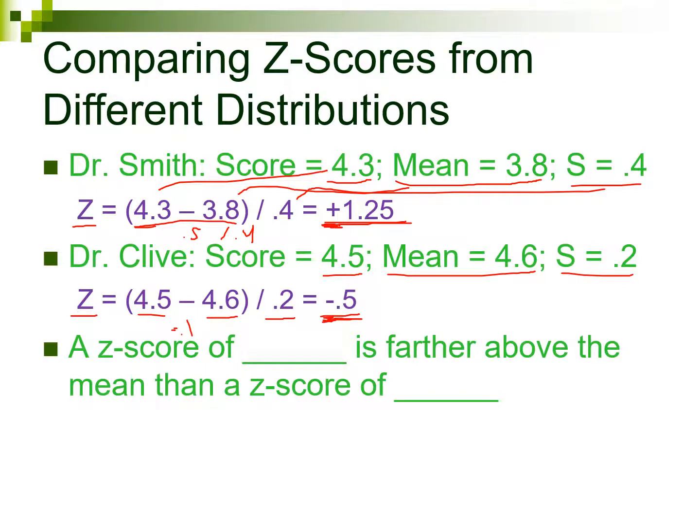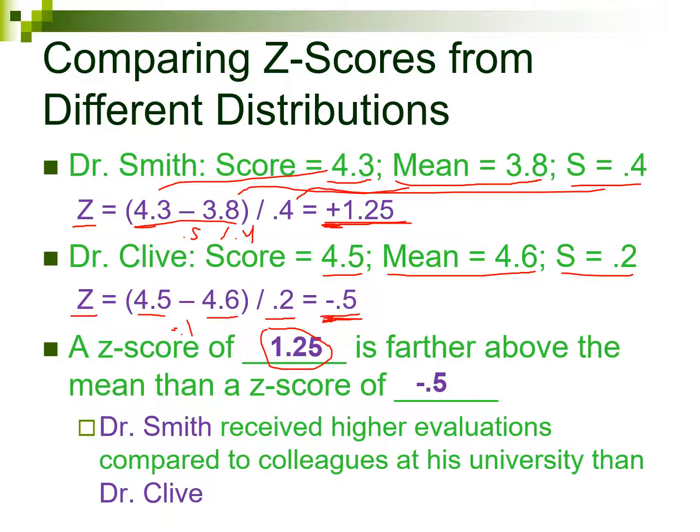So the z-score of 1.25 is going to be farther above the mean of its distribution than the z-score of negative 0.5, and so this z-score of 1.25 is going to be more impressive. So our conclusion would be something like this. Dr. Smith received higher evaluations compared to colleagues at his university than Dr. Clive. So it's Dr. Smith that we might choose to hire based on their student evaluation ratings.